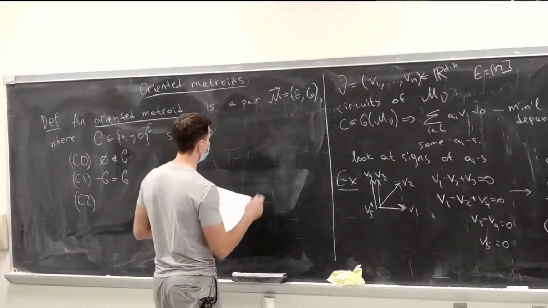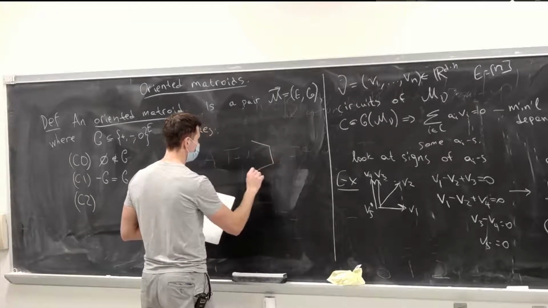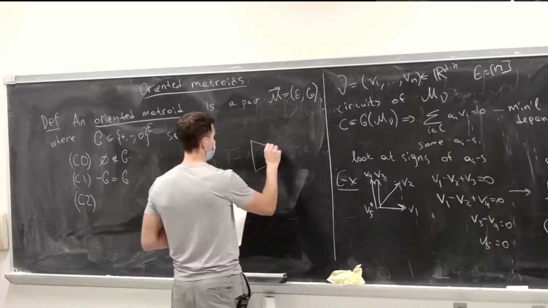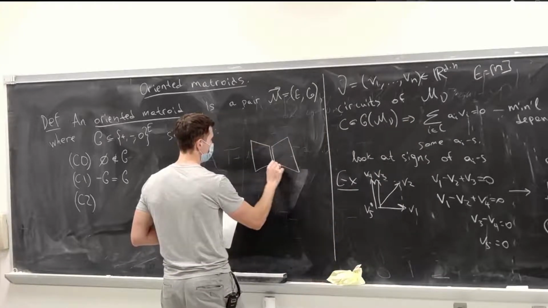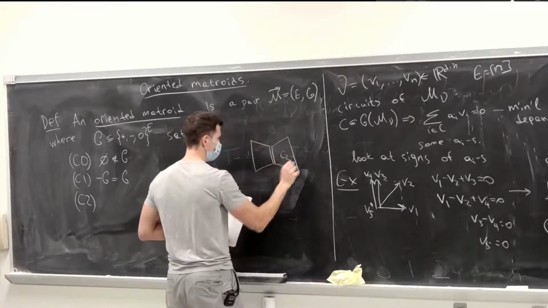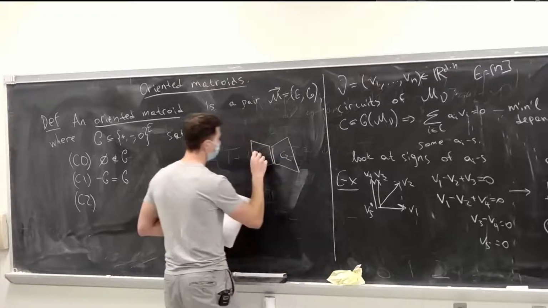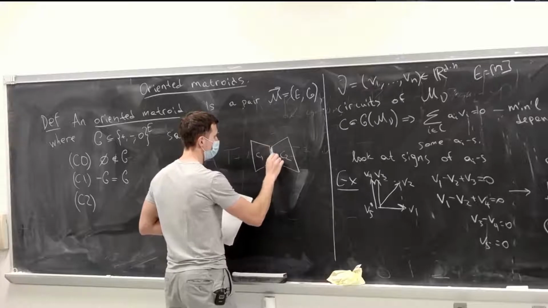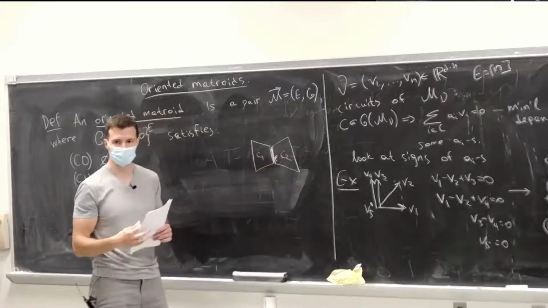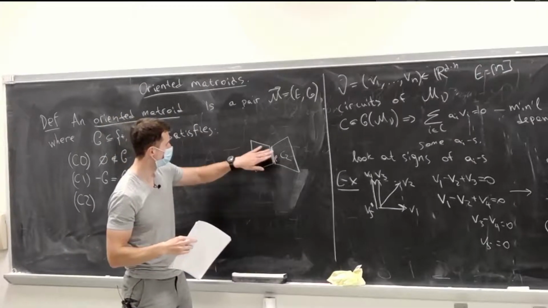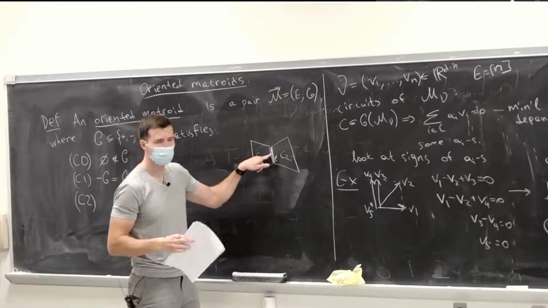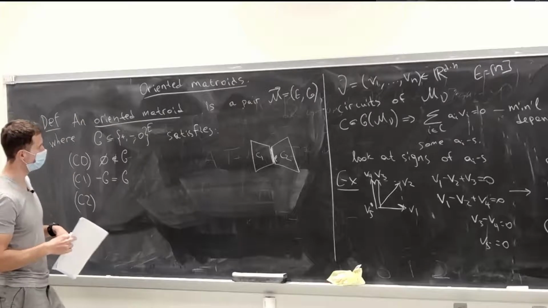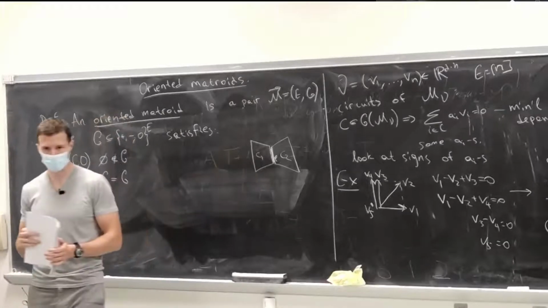Yeah, so if you have two circuits which have an element in common, this is C1 and this is C2, and this edge is E, then you can eliminate this edge. There is a circuit which is contained inside the union of these two without the extra edge. So what's the oriented version of this axiom?